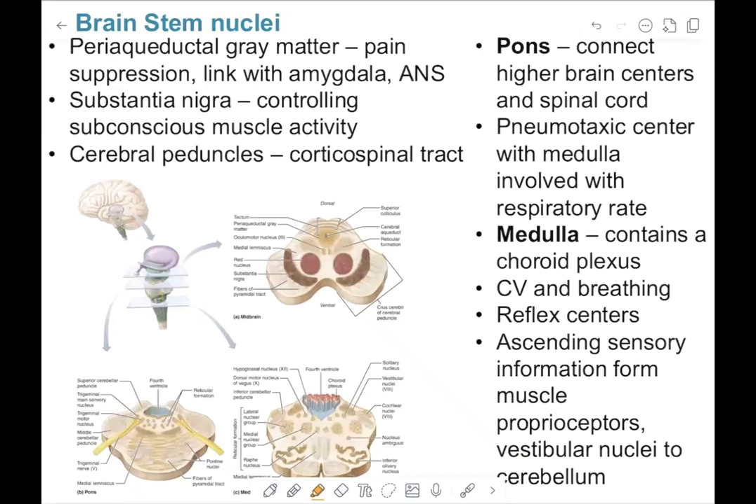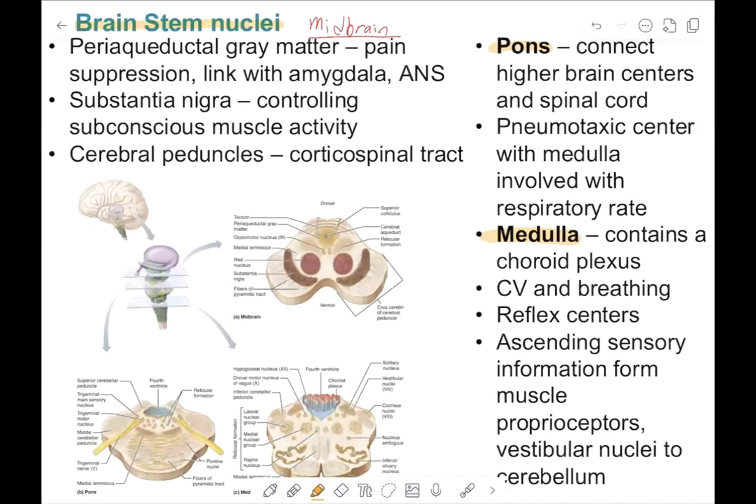This slide is showing us specific nuclei that are located in the brainstem. The first part on the left is referring to the midbrain. On the right, we have the pons, and then we have the medulla below that. So we'll look at the midbrain first.